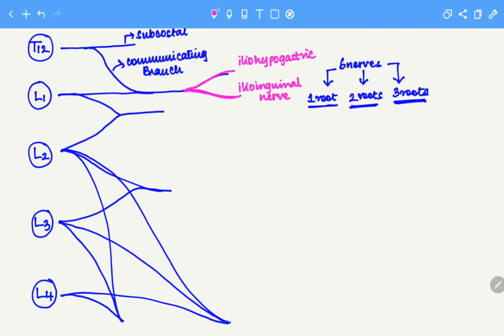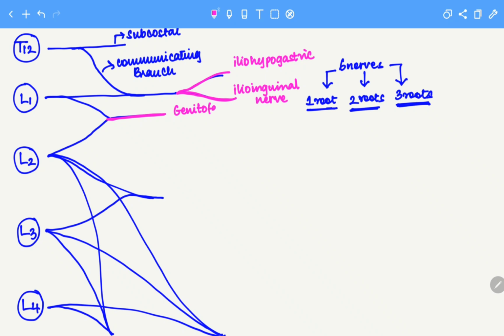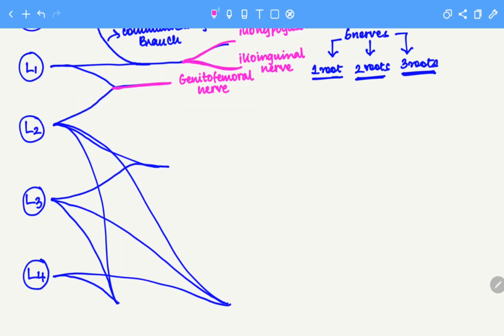The third nerve is this one. Now once we have reached the inguinal region, we have 2 regions that come close to the inguinal region. If we move lateral from the inguinal region, we'll reach the femoral region. If we move medial to the inguinal region, we'll reach the genital region. So therefore the next nerve is the genitofemoral nerve. Next is this nerve right here.